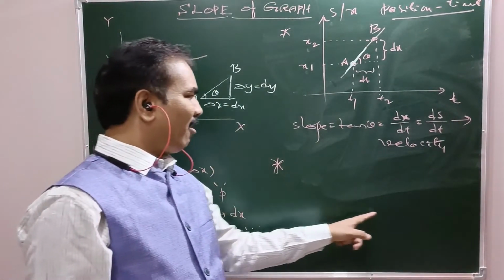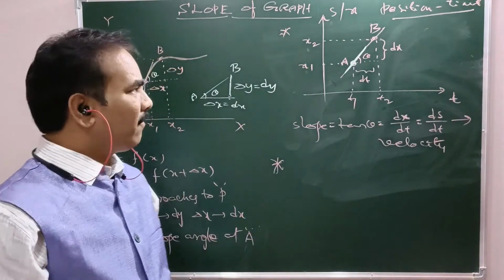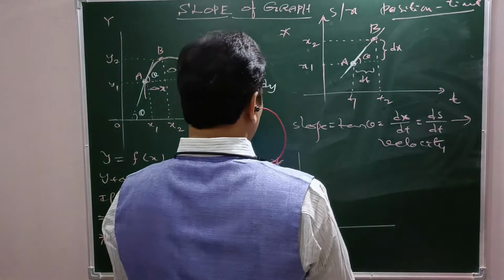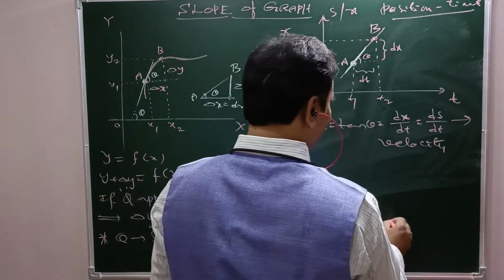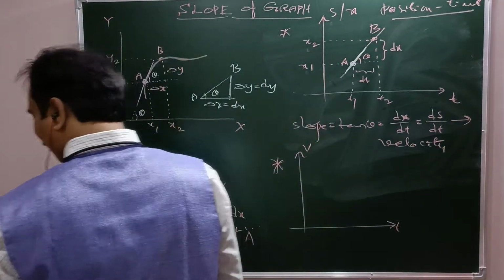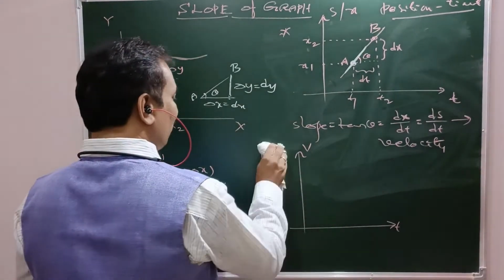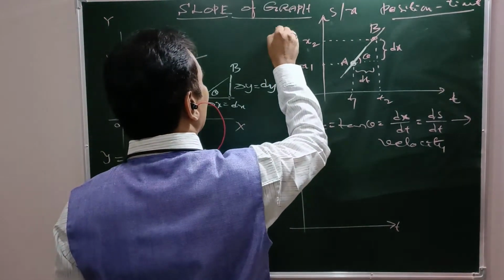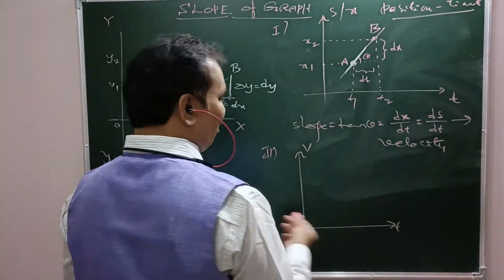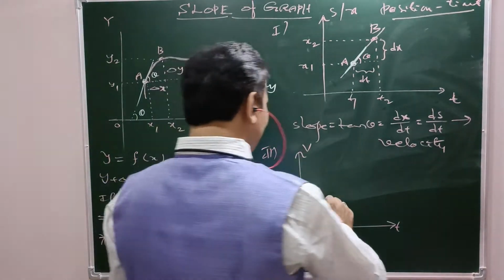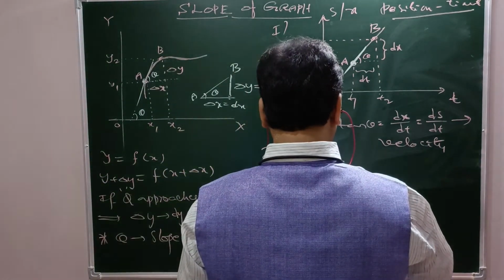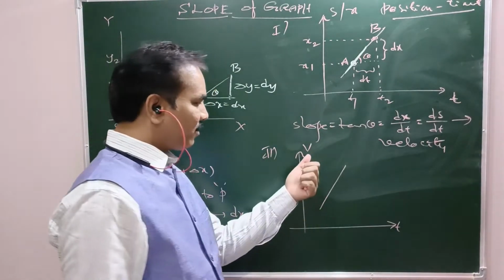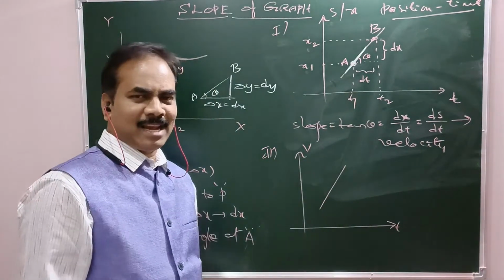Similarly, next example. Time is taken along x-axis and velocity is taken along y-axis. See, this is velocity. Here it is time. Velocity versus time. So this is number 1, this is number 2. Suppose this is the variation of velocity with respect to time, as in the previous case. Straight line means velocity varies linearly with the time, as an example.